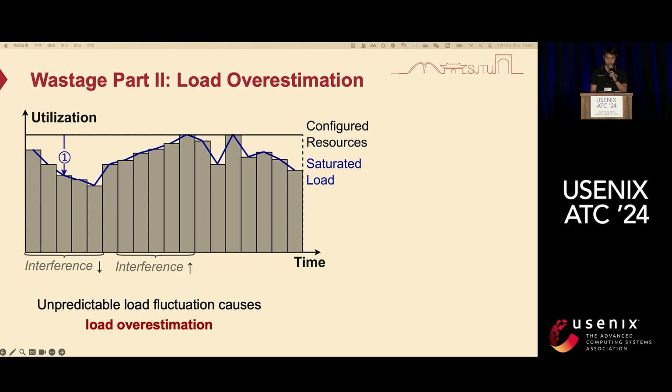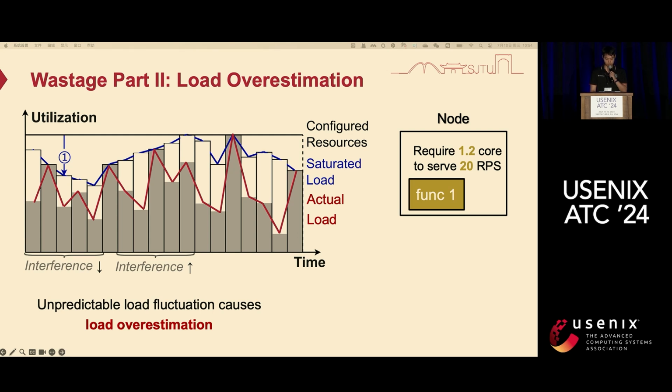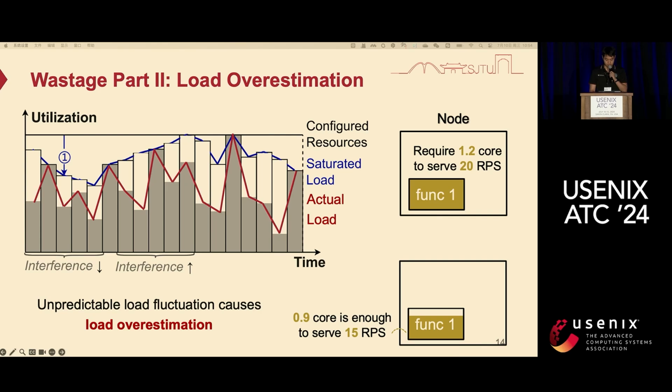The second part is caused by unpredictable load fluctuation. The user load in the cloud is always fluctuating. So the resource requirement of users also fluctuates accordingly. The actual resource requirement is, of course, lower than the requirement when processing the saturated load. If we conservatively assume that the load is always saturated, it would mean load overestimation and resource wastage. For example, in this picture, when the RPS drops from 20 to 15, the resource requirement drops from 1.2 to 0.9. If we always allocate resources assuming the saturated load, it would cause resource wastage of 0.3 cores.